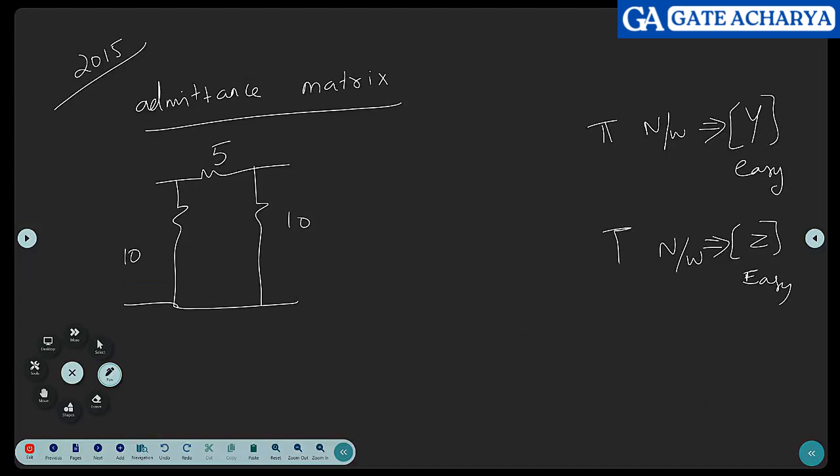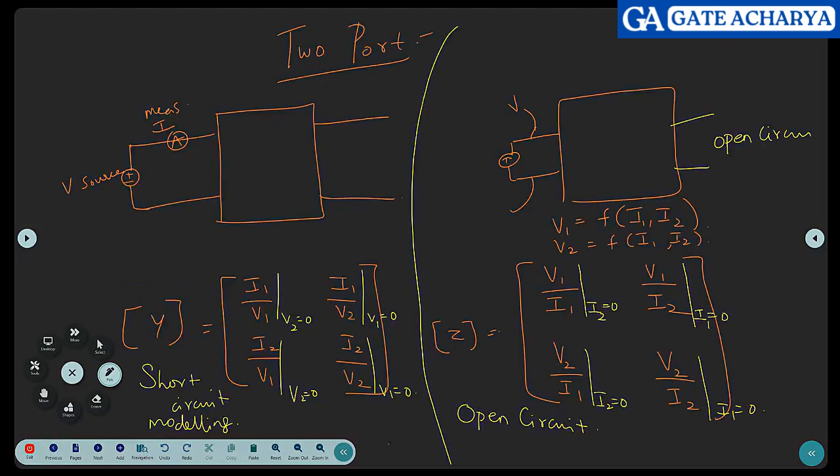Follow the rules. What is it? Look at the matrix that we did. Give 1 volt, measure this current. You will get Y11. Give 1 volt, measure the current.